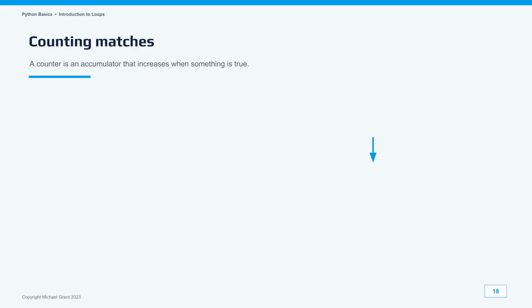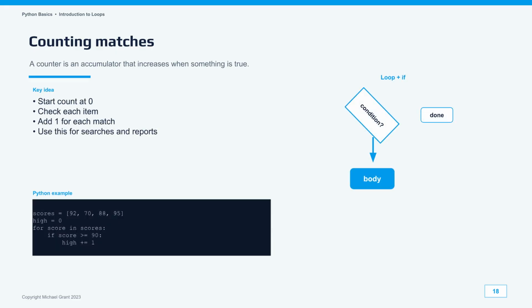Counters are a specific type of accumulator. Instead of adding a value, you add one for every item that satisfies a condition. This is perfect for searching through data or generating simple reports based on specific criteria.